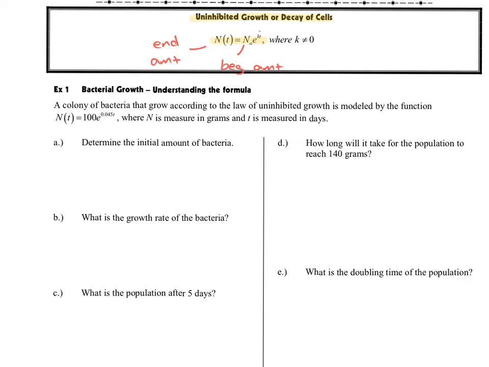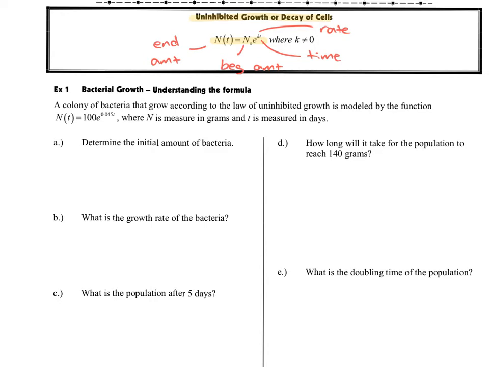Our k is going to be our rate. It will always be listed as a decimal. And our t is going to be time. Now, time on these problems is always going to be relative to whatever that particular problem is talking about. So let's just look at an example here.